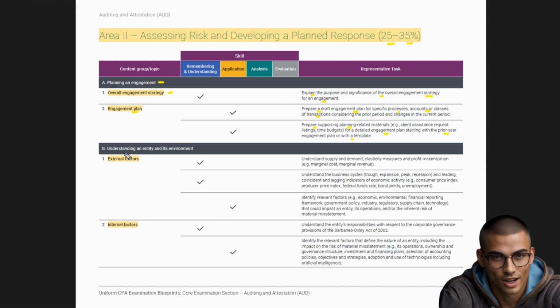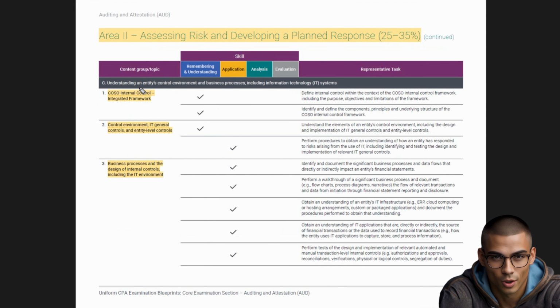Moving on to Part B of Area 2, you'll need to be able to understand an entity and its environment, including its external factors. You need to be able to understand supply and demand, as well as elasticity measures and profit maximization. You'll need to be able to understand business cycles. You'll need to be able to identify relevant factors, and you'll need to also understand internal factors, where you'll need to understand an entity's responsibilities with respect to corporate governance provisions of the Sarbanes-Oxley Act, as well as to identify the relevant factors that define the nature of the entity, including the impact on its risk of material misstatement.